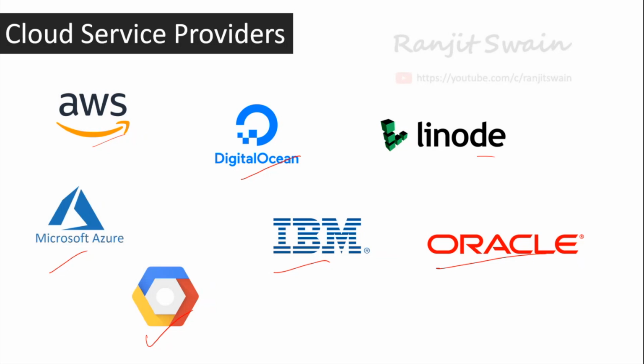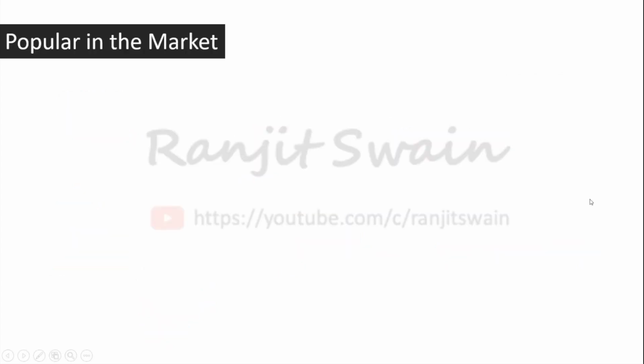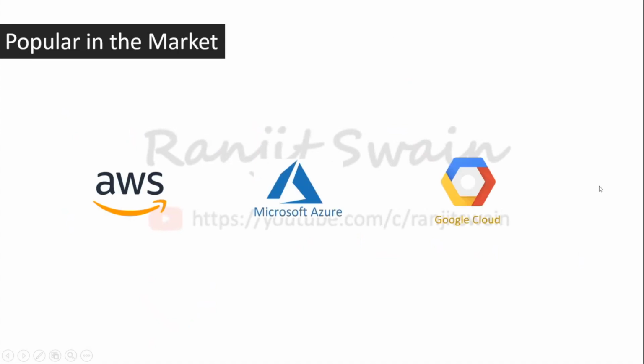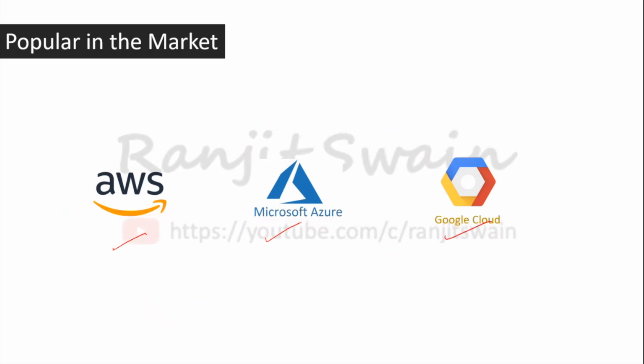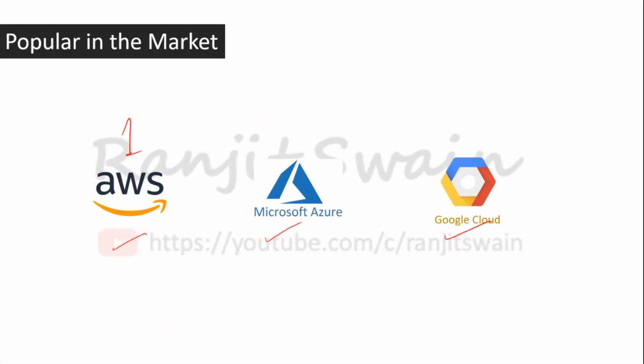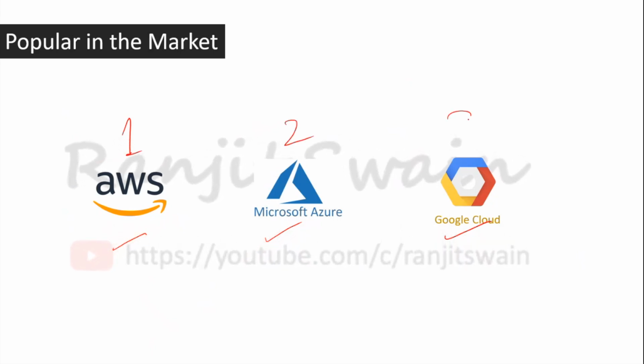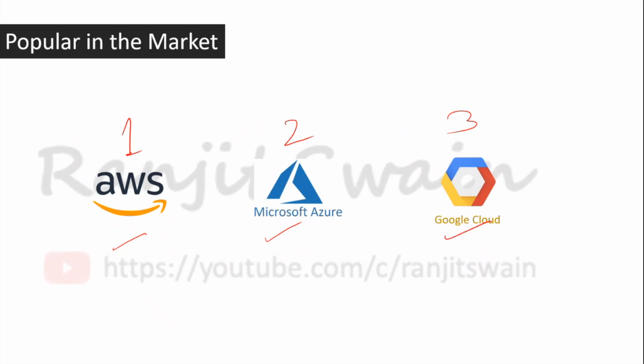Okay, so these are very renowned service providers that mostly everyone knows. There are hundreds and thousands of cloud service providers in the market, but I have just a few listed here. These three are currently market leading and popular: one is AWS, the other one is Azure, the other one is Google Cloud. AWS comes first in popularity in the market, second and third follow.